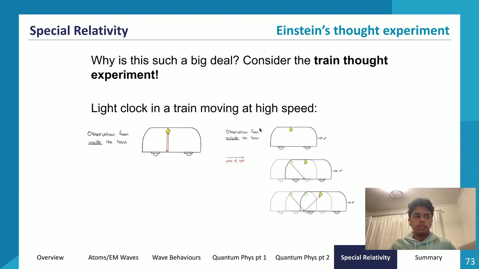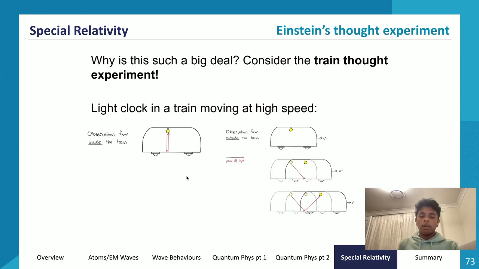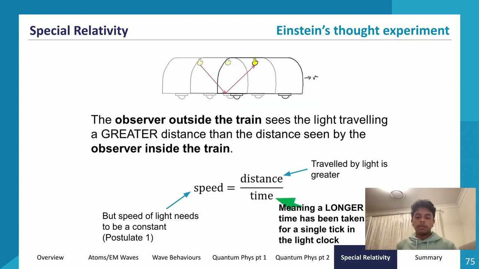What does this mean? Well, it would kind of mean that if I'm outside the train, I see light traveling at a faster speed than if I'm inside the train, right? But that breaks Einstein's first postulate. The observer outside the train now sees light traveling a greater distance than the observer inside the train. So if speed is equal to distance over time, that would indicate that I would see light traveling at a greater speed if I was outside the train compared to if I was inside the train. But Einstein's first postulate stated that the speed of light is always constant, right?